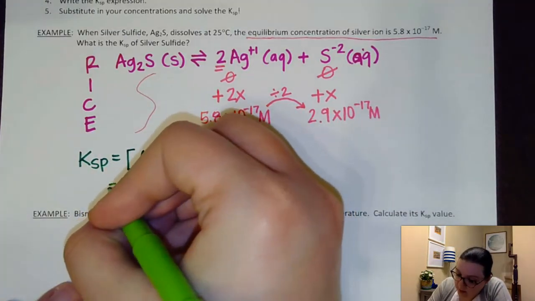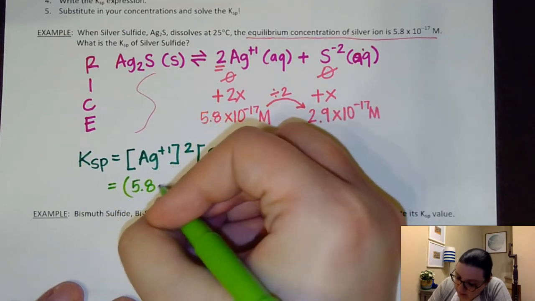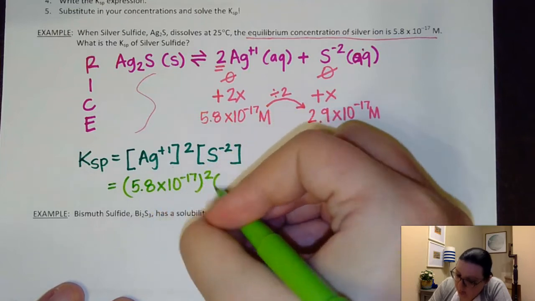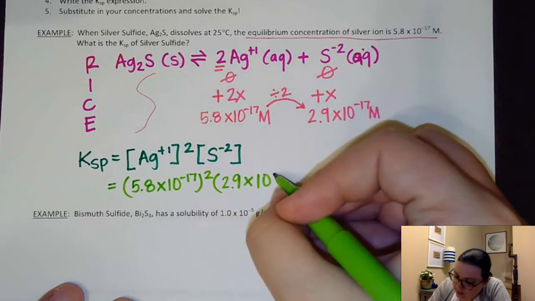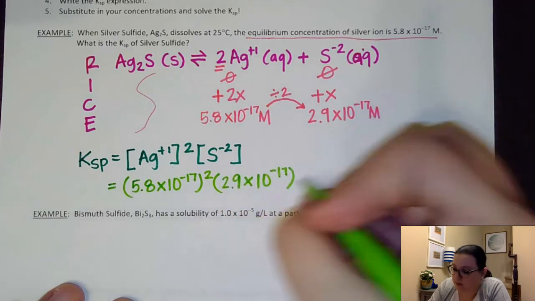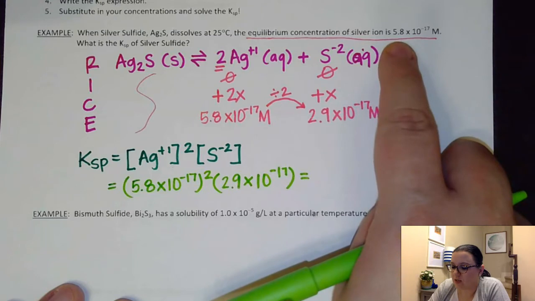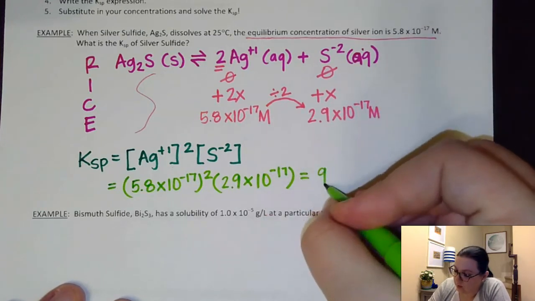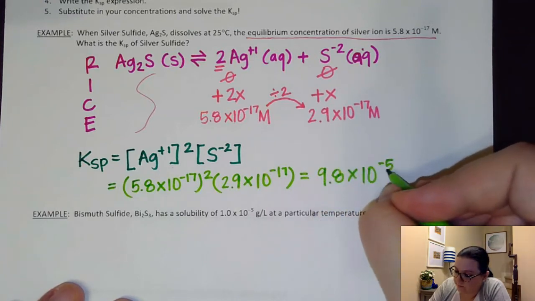So now that I have those two concentrations, now I can plug them into my KSP expression. So I'm going to have the Ag at 5.8 times 10 to the -17th. That's going to be squared. I'm going to have the sulfur at 2.9 times 10 to the -17th. And that's going to be raised to the first. And now I'm just going to plug that in my calculator and see what it gives me. Now, as far as sig figs are concerned, since the concentration they gave me had 2 sig figs, I'm going to show 2 sig figs in my answer. So I'm going to show 9.8 times 10 to the -50.